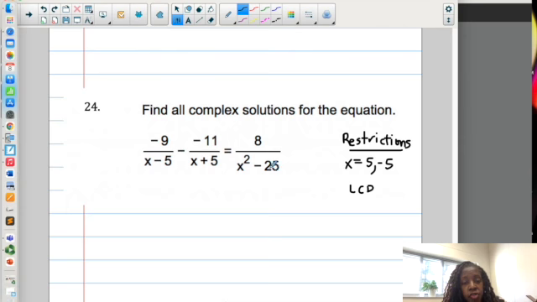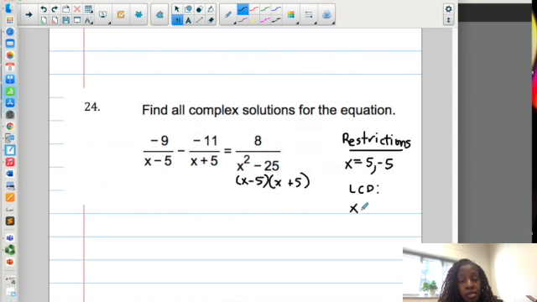Now, if we factor x squared minus 25, we get x minus 5, x plus 5. 9 times out of 10, the problems that you solve within this course, the factors are going to be the other factors. So if there's something different, finally a challenge. But if not, your least common denominator is already given to you. And it is x plus 5 times x minus 5.